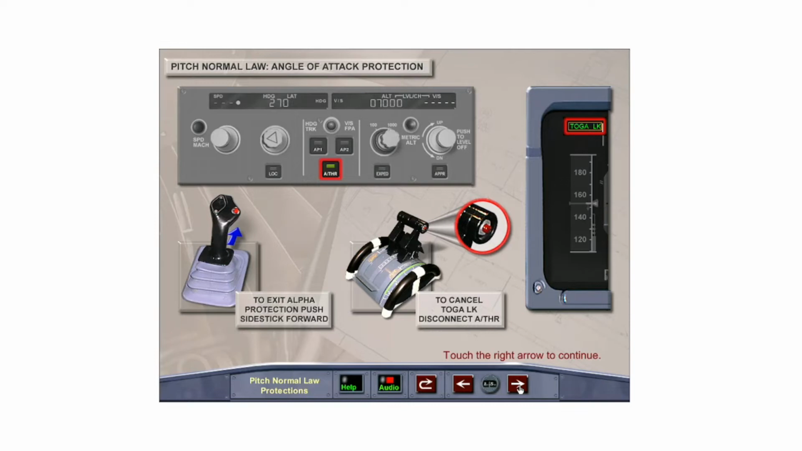To cancel TOGA LOCK, the auto thrust must be disconnected by pressing the auto thrust disconnect push button or the auto thrust push button on the FCU panel. Then, bring the thrust levers back into the auto thrust operating range and rearm the auto thrust by pressing the auto thrust push button on the FCU panel.